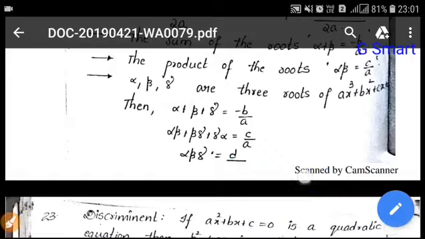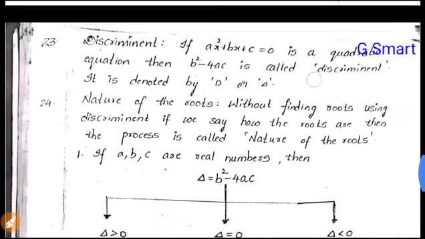Next, discriminant. If ax square plus bx plus c is equal to 0 is a quadratic equation, then b square minus 4ac is called the discriminant of ax square plus bx plus c. It is denoted by D or delta. So what is this discriminant? If you know the discriminant, then you can easily say about the nature of the roots: whether roots are positive or negative, real or non-real, and the position of the roots, using the discriminant.